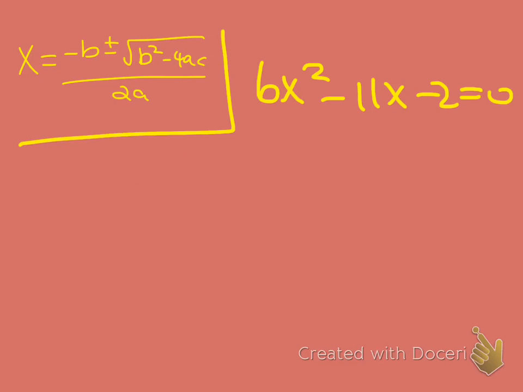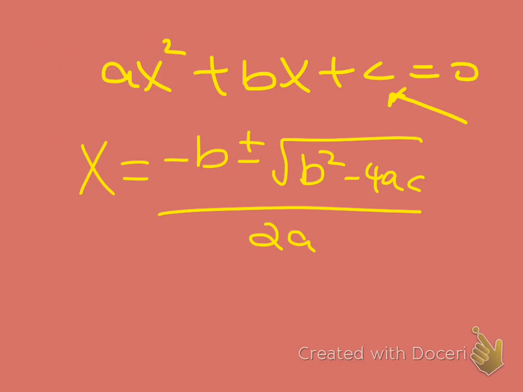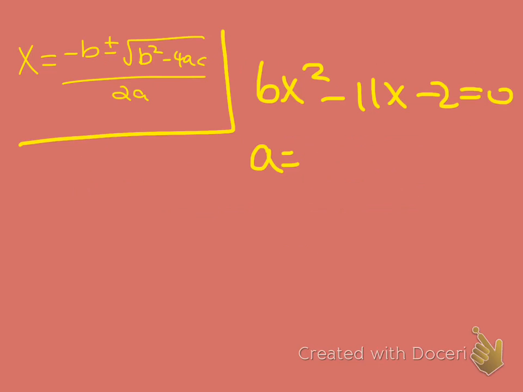So let's do some problems. I've written it up here so that we know how to plug it in. The first thing I want you to do is tell me what a equals. What am I going to plug in for the value of a? A is the number in front of x squared. So a is 6. Good job. What about b? Be really careful, because it's going to be negative 11. And then the c value is negative 2.